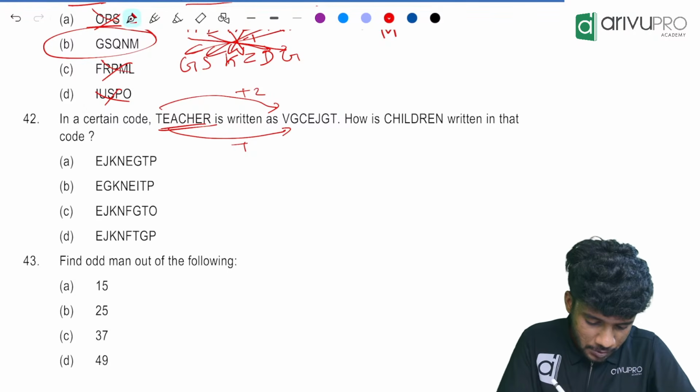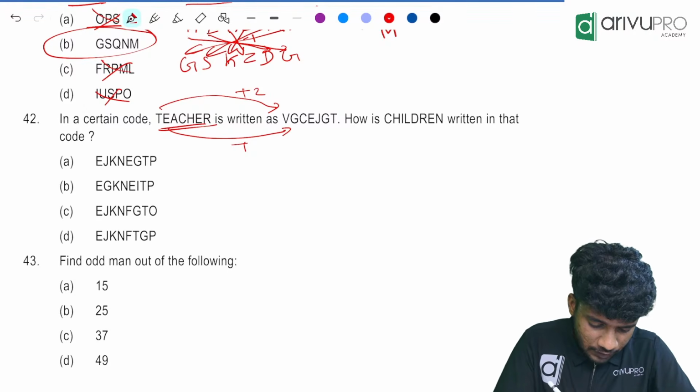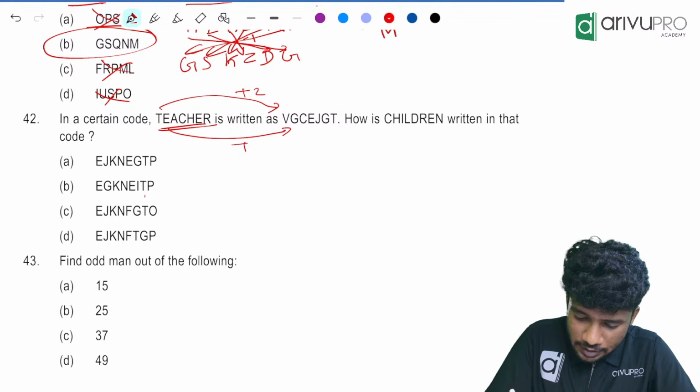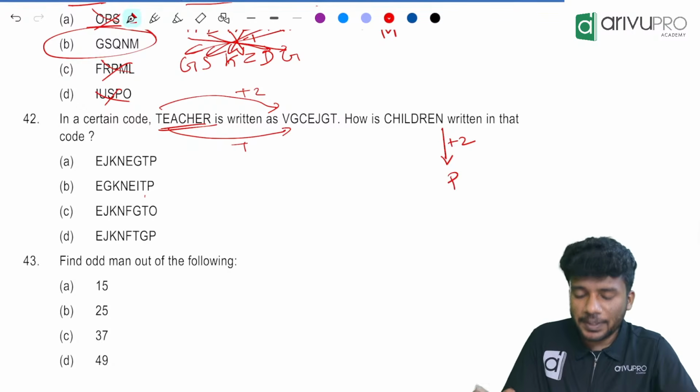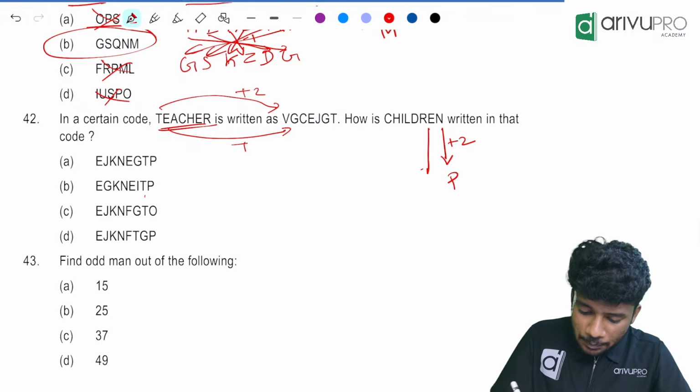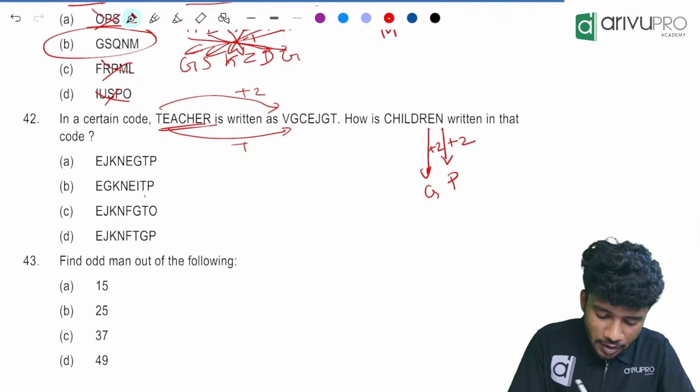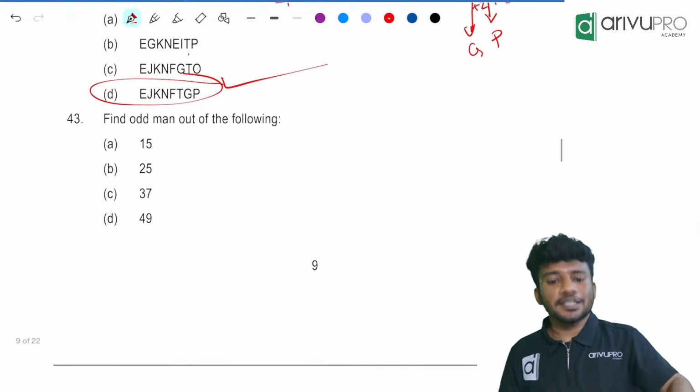Now we will go for the options. Which all are having different options? We can try with the last letter. N should become what? Plus 2. N plus 2 is how much? It should become P. Correct. Then E plus 2 is G. Looking at that, only one option is there. Option D is the answer.